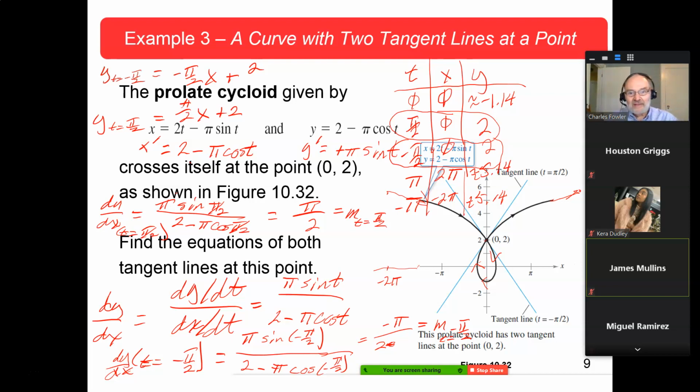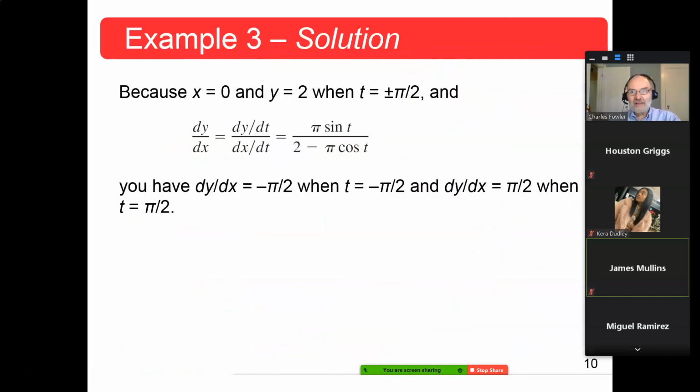All right. Now, let's see how they did the problem. Maybe we'll see why they came up with that answer. Because x equals 0 and y is equal to 2 when t is equal to plus or minus pi halves, we found that out. And the derivative dy/dx, which is dy/dt over dx/dt, is pi sine t over 2 minus pi cosine t. We also found that out.